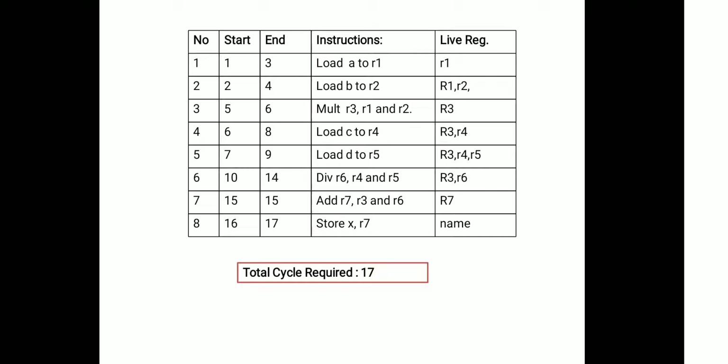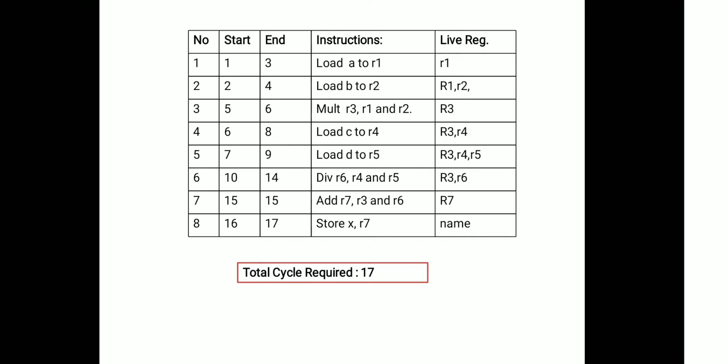In this case, when we follow this instruction ordering, as the instructions appear, it requires the complete 17 cycles. Now how many registers are live at each instruction? Initially R1 is live. At instruction number 2, R1 and R2 are both live. But when we jump to the third instruction, only R3 is live; R1 and R2 are free. Then at the fourth one, R3 and R4 are live. At the fifth one, load, R3, R4, and R5 are live.